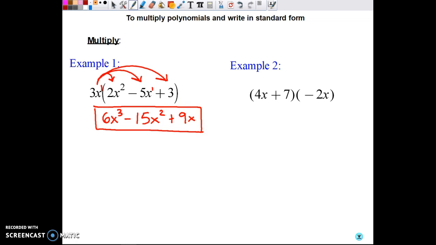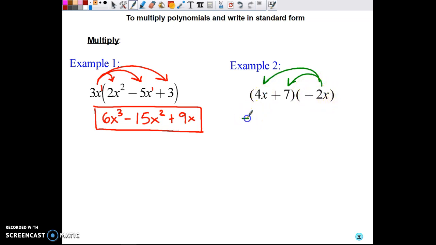The same thing can happen over here, except now you notice the monomial is on the right side. I have a binomial that's linear because it's degree 1, 4x plus 7, multiplied by the monomial that's linear, negative 2x. I can distribute backwards if I have the single-termed expression on the right side.